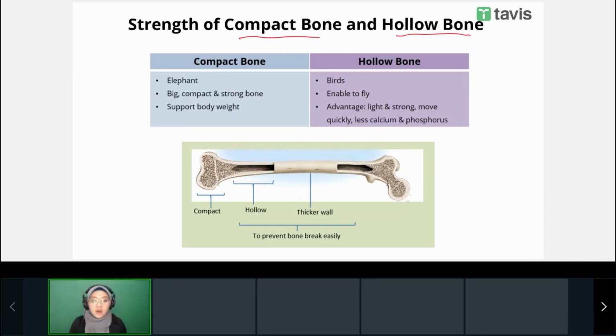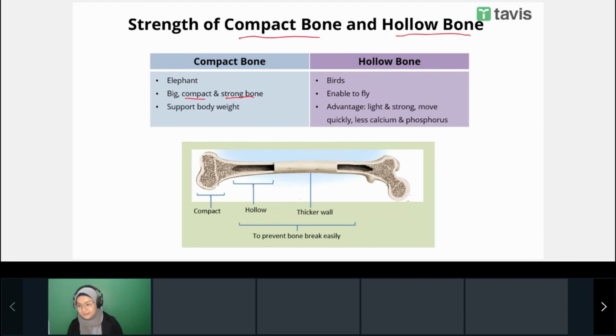We have a compact bone and a hollow bone. Which one is stronger? Which one is lighter? An elephant has compact bones. It has strong, compact bones to support its body weight, while a bird does not have compact bones.